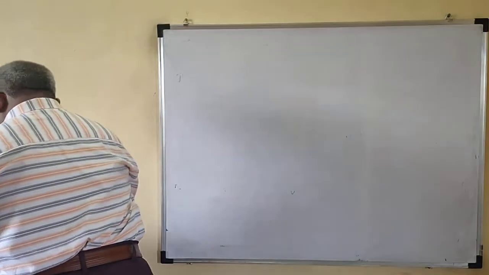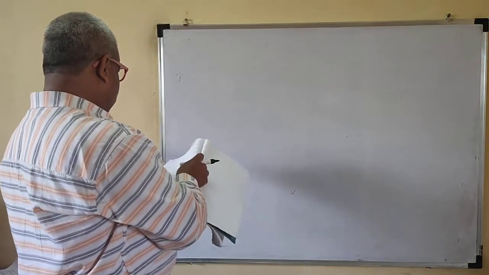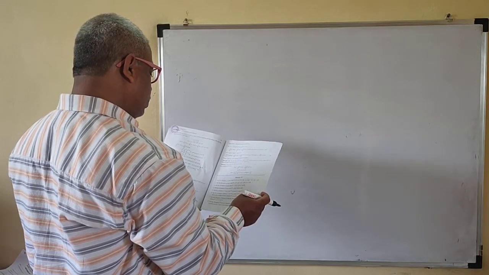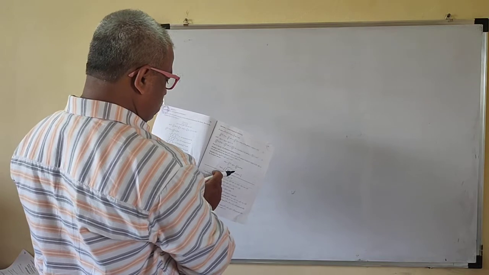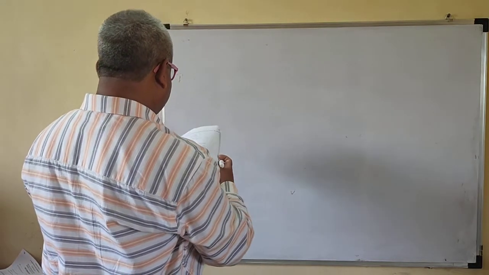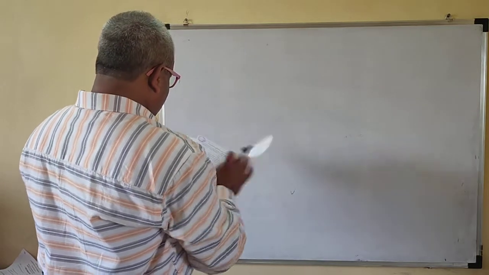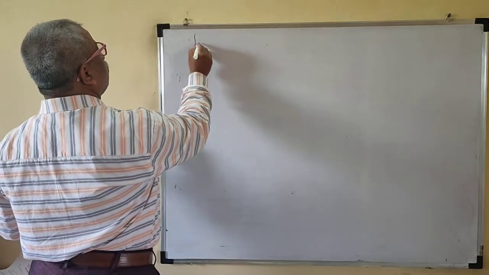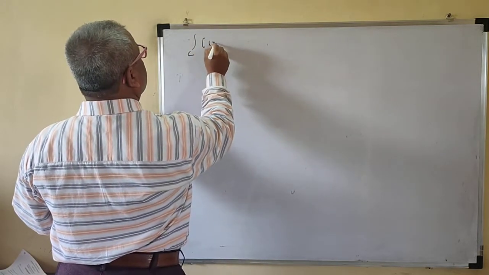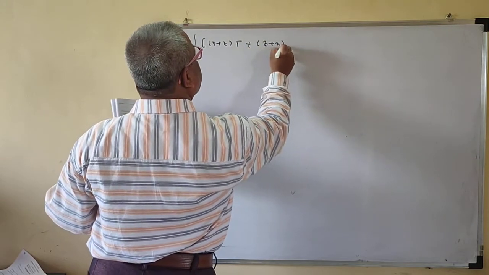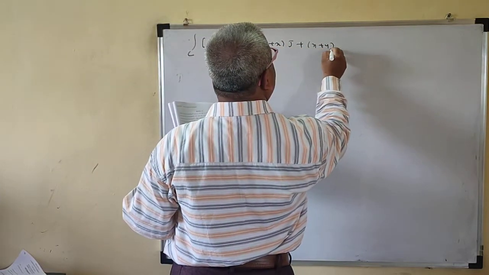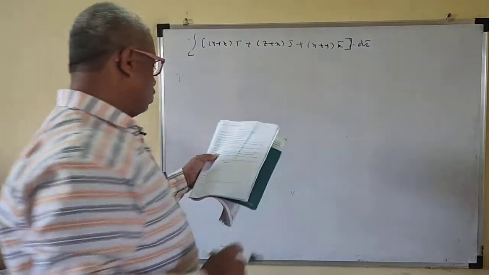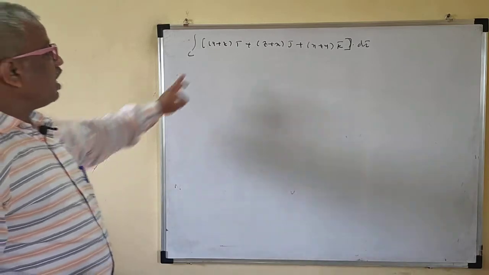One more problem from the exercise is there. The line integral over C of (y plus z) i bar plus (z plus x) j bar plus (x plus y) k bar dot dr bar. This is F bar dot dr bar.